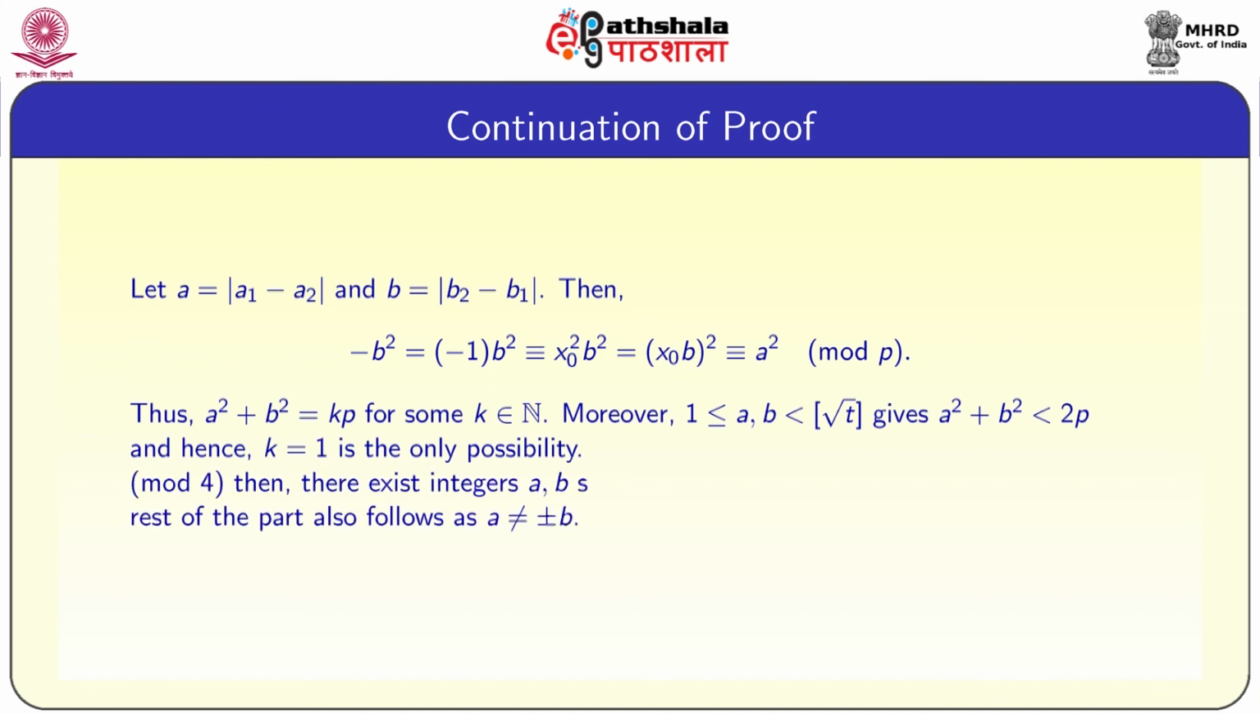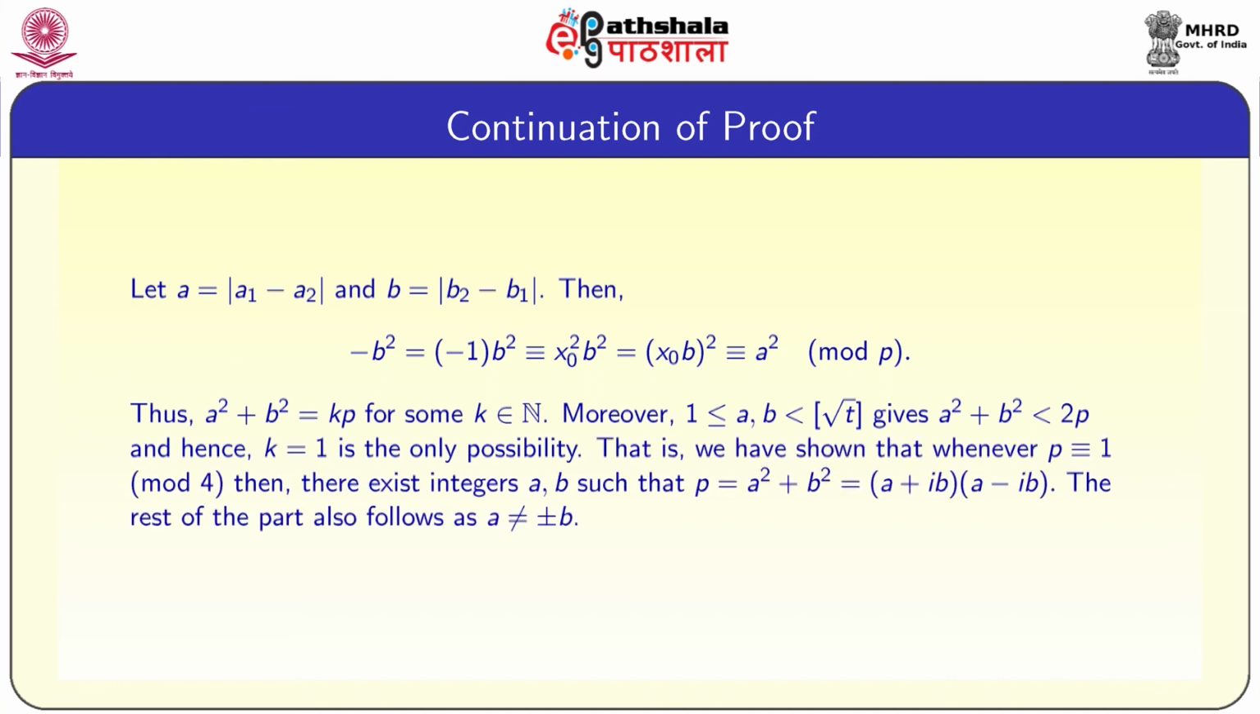So, we have that a square plus b square is equal to p. That is, we have shown that whenever p is congruent to 1 mod 4, then there exist integers a and b such that p equals a square plus b square, which is equal to a plus ib into a minus ib. The rest of the part also follows as a is not equal to plus or minus b.